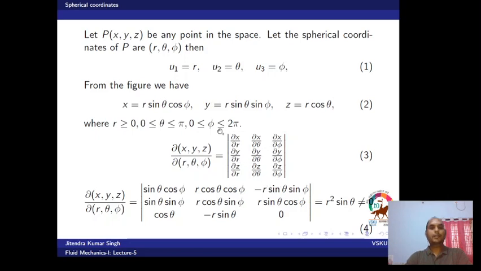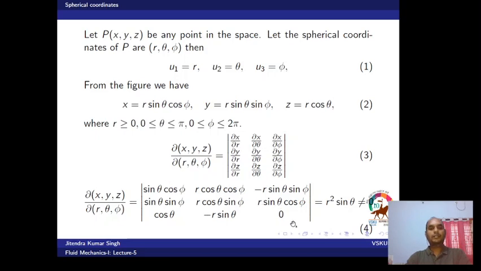Dou y by dou r, in the same way, we shall get sin theta sin phi. Dou y by dou theta, we shall get r cos theta sin phi, and dou y by dou phi we shall get r sin theta cos phi. So I have written here dou z by dou r is cos theta, dou z by dou theta is minus r sin theta, and dou z by dou phi is equal to 0 because z is independent of phi.